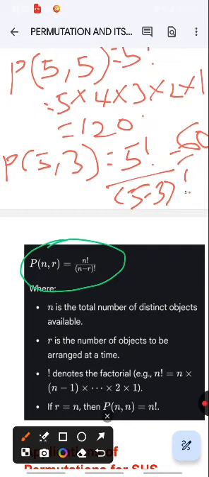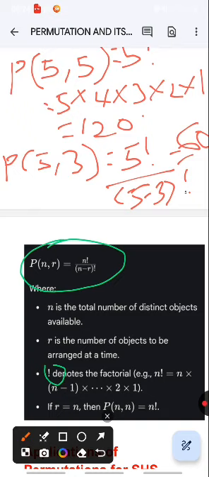Now, factorial, which is denoted by this sign, is the product of all positive integers that are less than or equal to the given number.